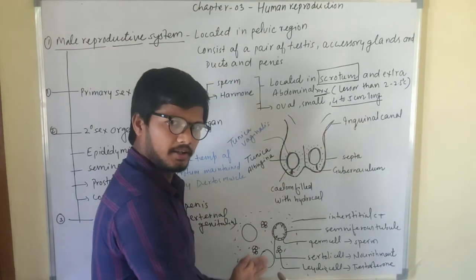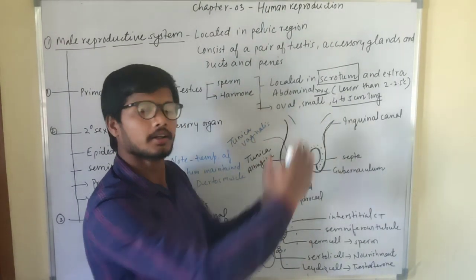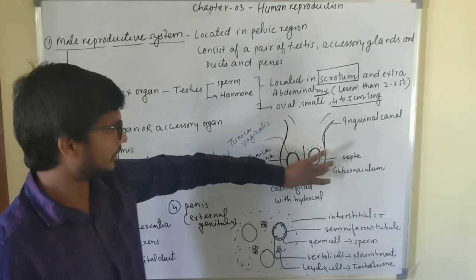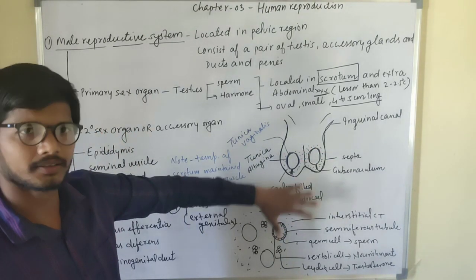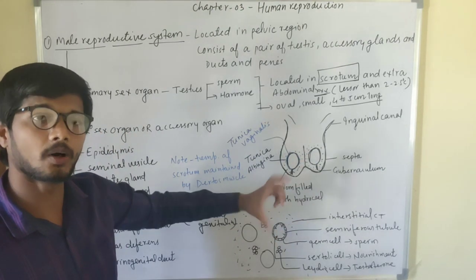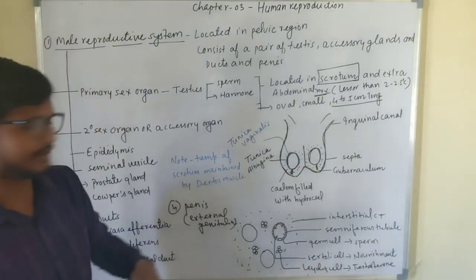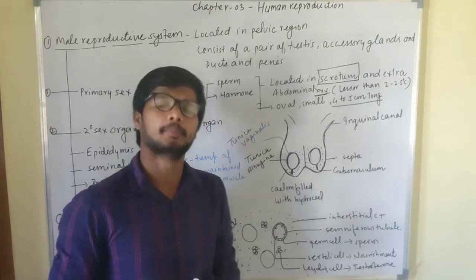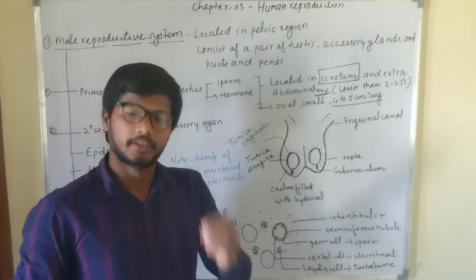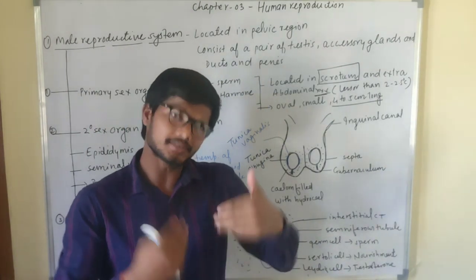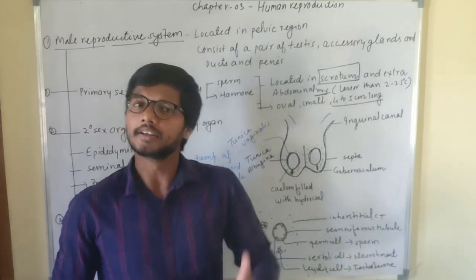One is slightly on the lower side and the second one is slightly on the upper side. This arrangement just helps the testis and prevents them from squeezing. And as we mentioned here, testis is extra-abdominal, but during the embryonic development, testis is just inside the body and that later on descends.